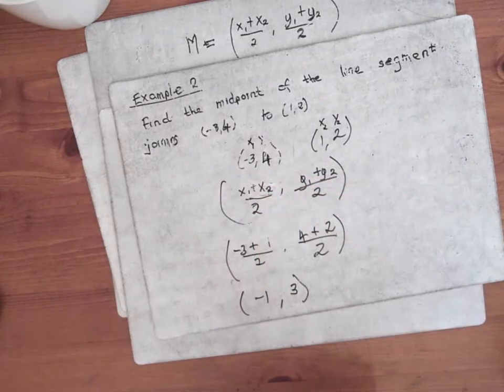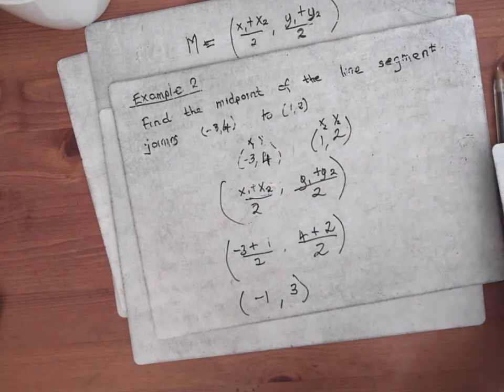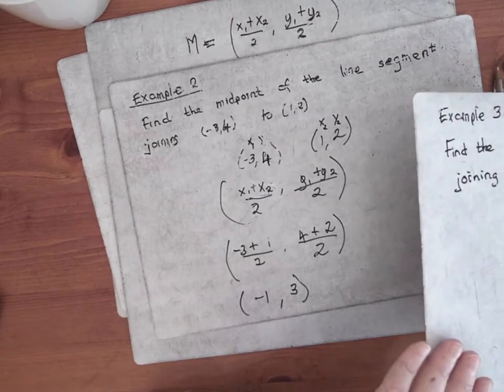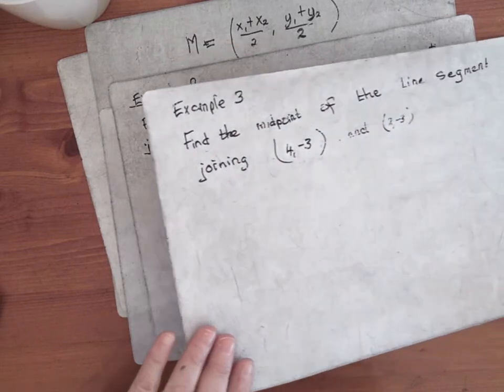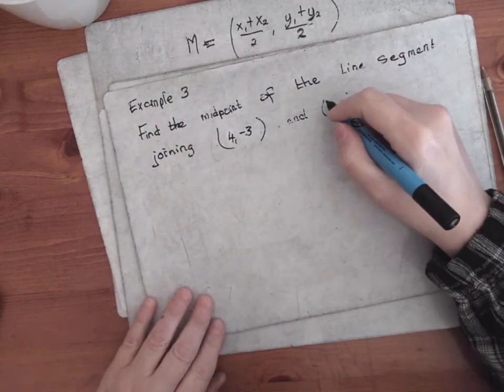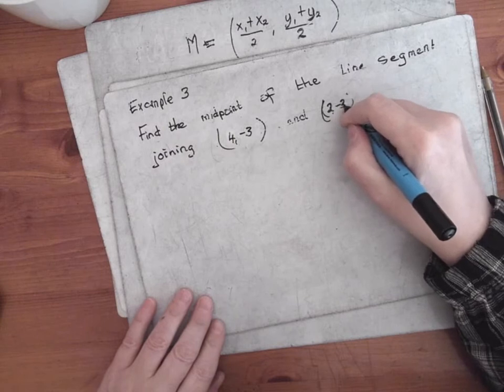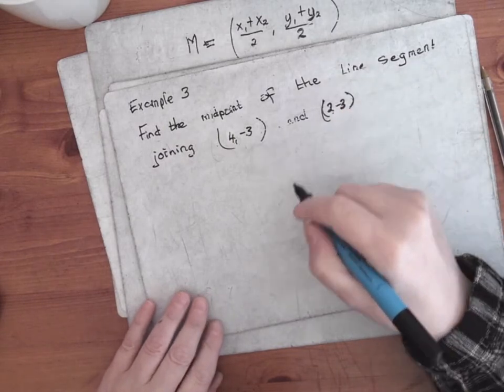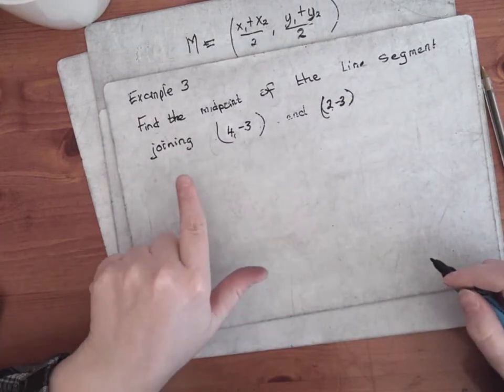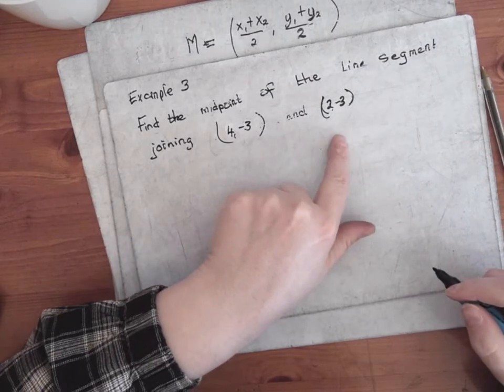Now, right, okay, example 3. Can I go? Scream if you can't. Right, example 3, so this is the last one I'm doing today. So it's 2 minus 3 and 4. Find the midpoint of the line segment joining 4 minus 3 and 2 minus 3.